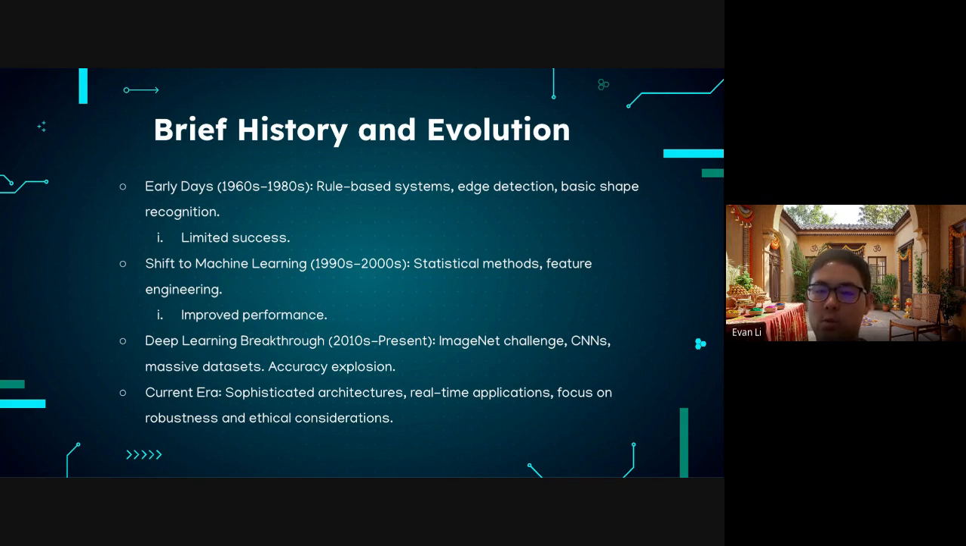This era witnessed an unprecedented surge in accuracy and compatibility, propelling computer vision into the mainstream.